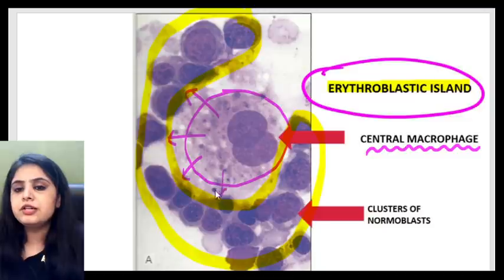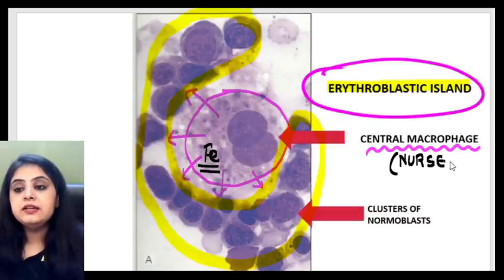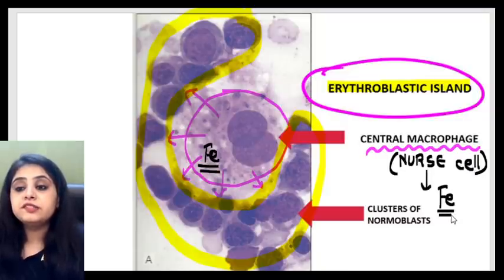You tell me, what nutrition does a red blood cell want? It wants to make a lot of hemoglobin. For hemoglobin, don't you feel it needs iron? So the macrophage is also said to be a nurse cell. Why is it a nurse cell? Because it is a source. It's nursing the cells. It's giving the cells iron.